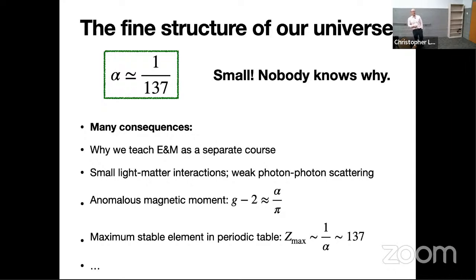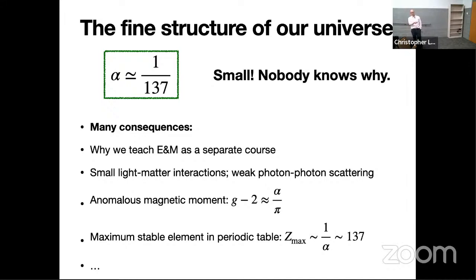Maybe more in this context, small light-matter interactions, weak photon-photon scattering, which is via virtual interactions with the matter. The original big play of quantum electrodynamics was that you could get the anomalous magnetic moment of the electron, which the leading order is basically given by this fine structure constant.